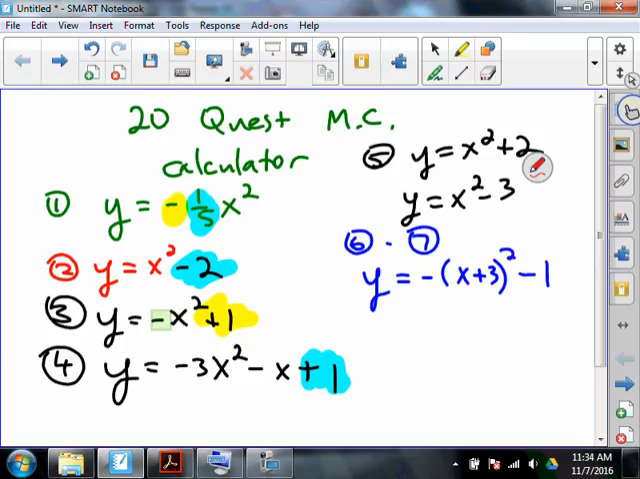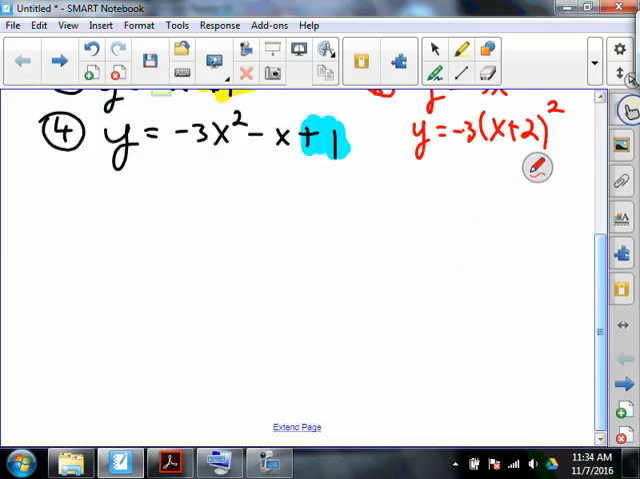So moving on to number 8. 8's going to be talking about translations. They're going to give you something like y equals negative 3x squared, and then they're going to turn that into something like y equals negative 3 times the quantity x plus 2 squared. They're going to say, how did that change? Did that translate the graph up 2, down 2, left 2, or right 2? And you'll have to know that.